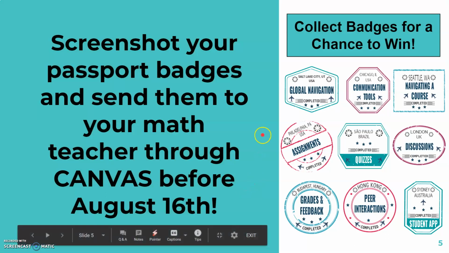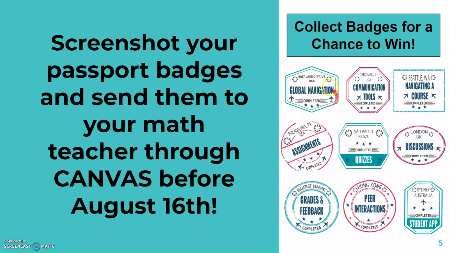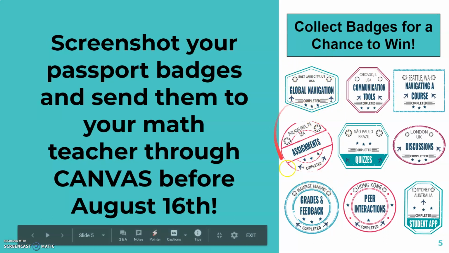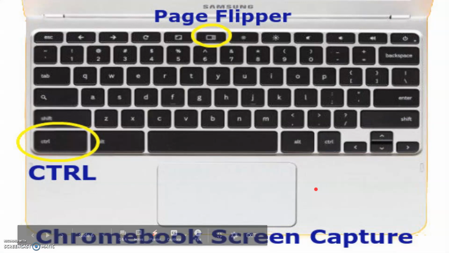Now, if you want to win a little competition, what you can do is get all your badges, and how you do that is complete each module. So there are 9 of them. Once you complete a module, you will get one of these cool badges. And then once you have all 9, you can just take a screenshot of them, which I'll show you how to do in a sec, and send them to your math teacher before August 16th. You have a chance to win a couple gift cards ranging between $20 to $50. So it's a pretty cool little competition, but it's really a good way for you to know how to use Canvas, and it'll be a lot easier once school starts.